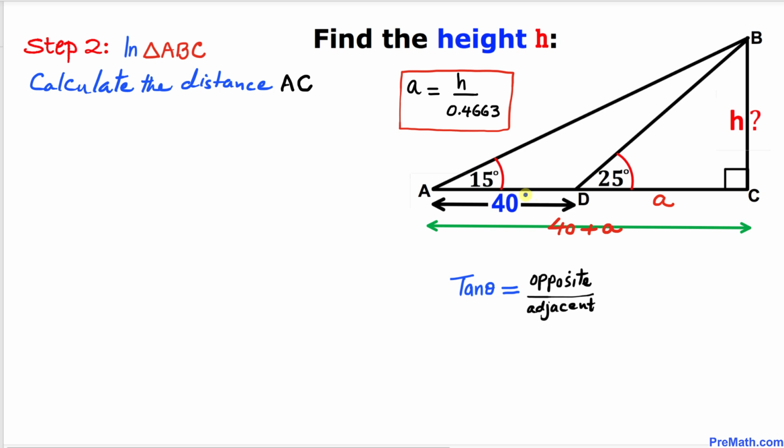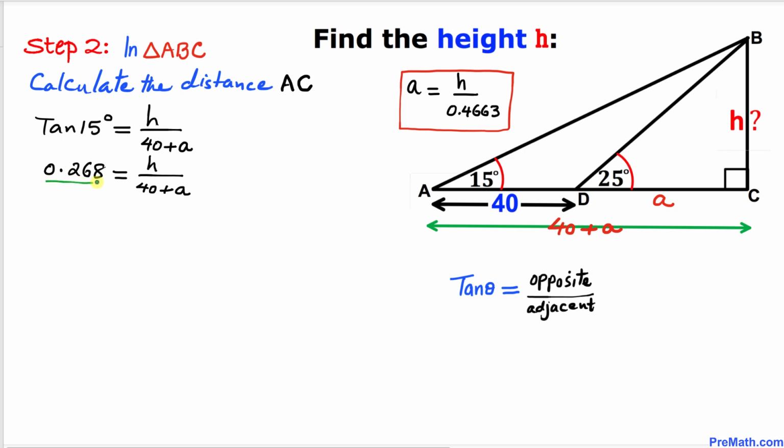Let's focus on this big triangle ABC, and now we are going to calculate the distance AC. So we are going to use once again the trigonometric ratio, tangent of 15 degrees equals opposite over adjacent, and in our case, our opposite is H and our adjacent is 40 plus A. So tangent of 15 degrees is H divided by 40 plus A. And we know that the tangent of 15 degrees is 0.268, equal to H divided by 40 plus A.